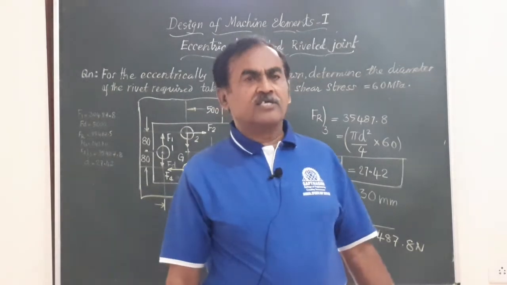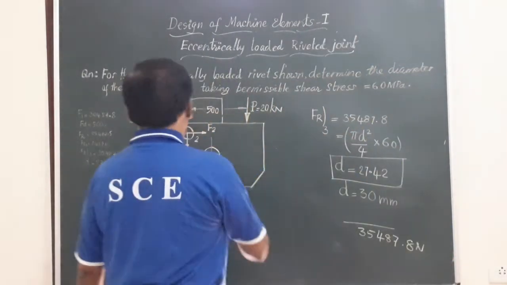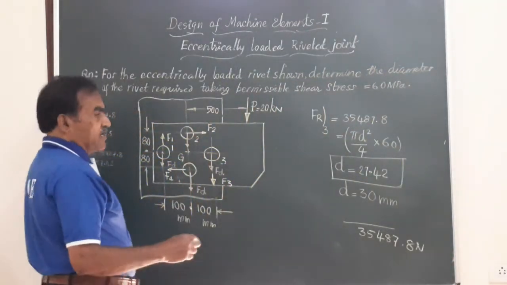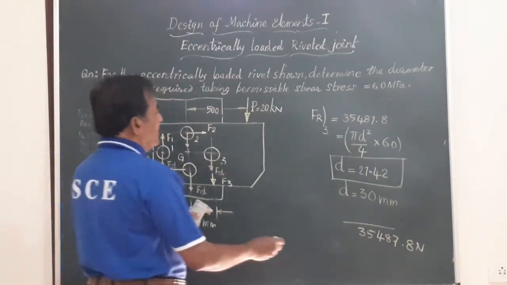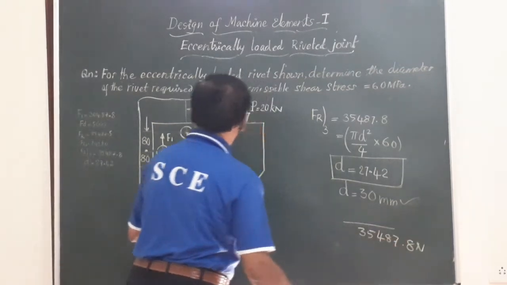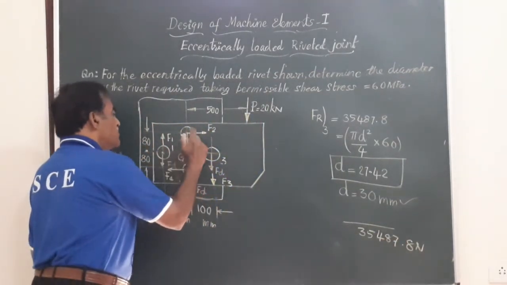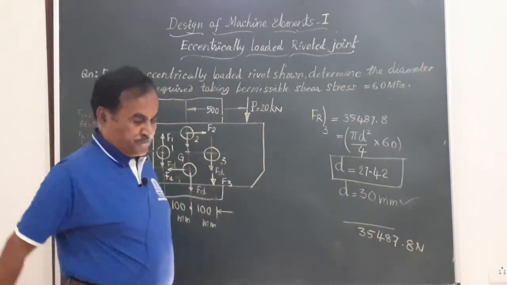But generally, even though rivets number 1, 2 and 4 are subjected to a lesser load, practically we make use of the same size of rivet, 30 mm, at rivets 1, 2, 3 and 4.